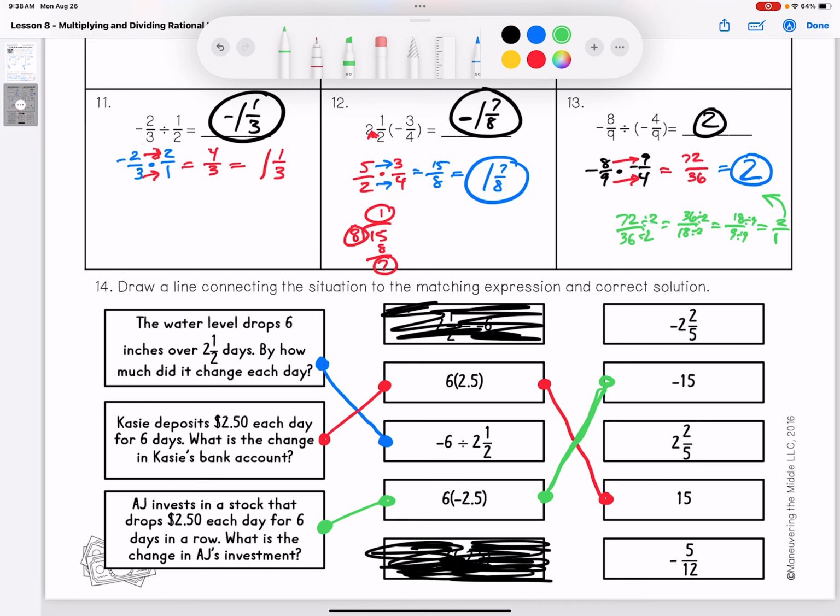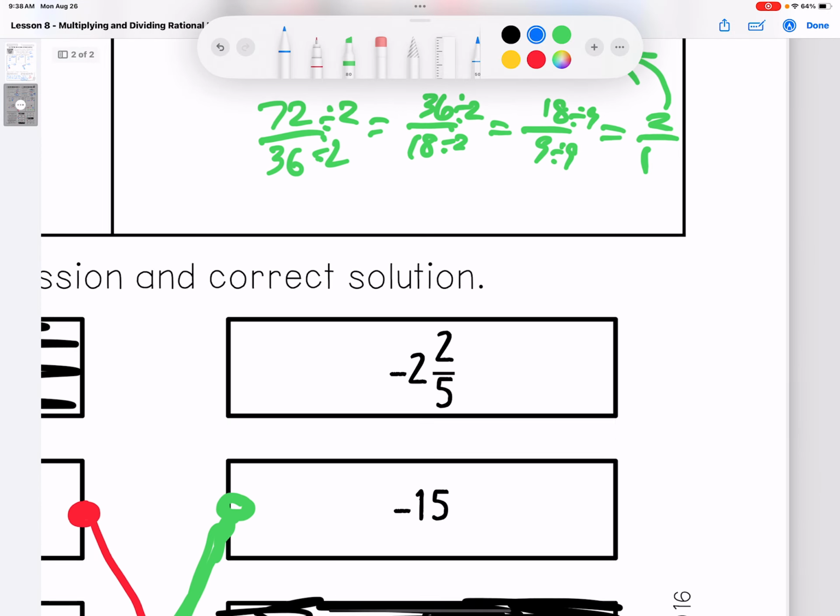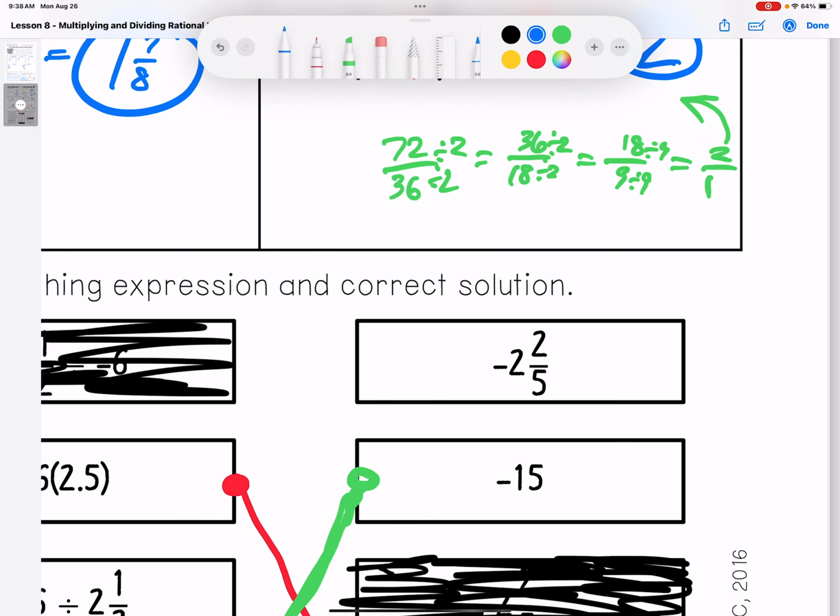All right, beautiful. So now the next answer, we know that it is going to be negative. We know that it's going to be the blue one. We know that it's going to be negative, so we can get rid of this positive one. So there's one of those negatives left, and we just need to work it out. I'm going to work it out right here. So negative 6 divided by 2.5.